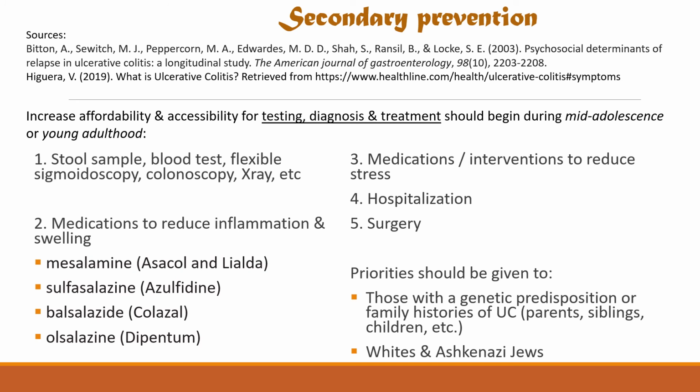In other words, focus should be given to parents, siblings, or children of people suffering from ulcerative colitis. Priorities should also be given to whites and Ashkenazi Jews.